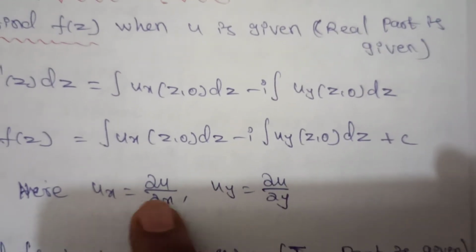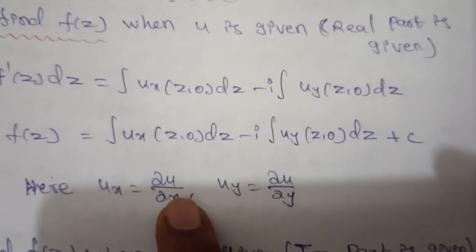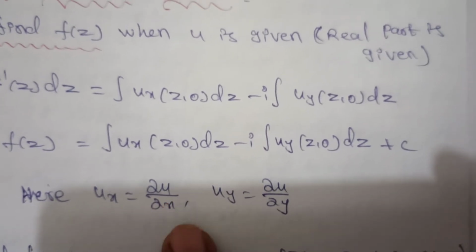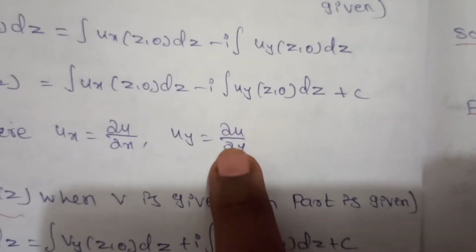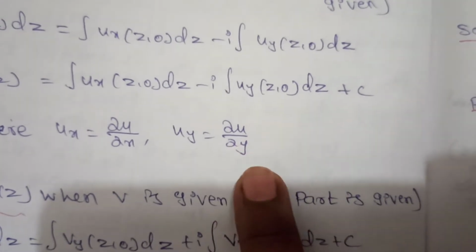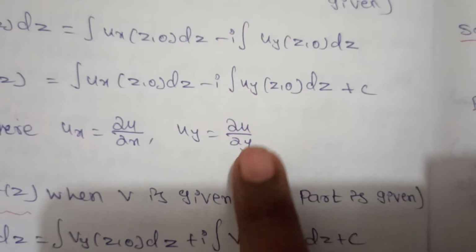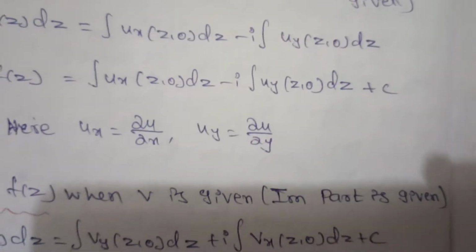Here u x is the partial derivative with respect to x, which you can write as dou u by dou x. And u y is the partial derivative with respect to y, which we can write as dou u by dou y. You already know this condition.